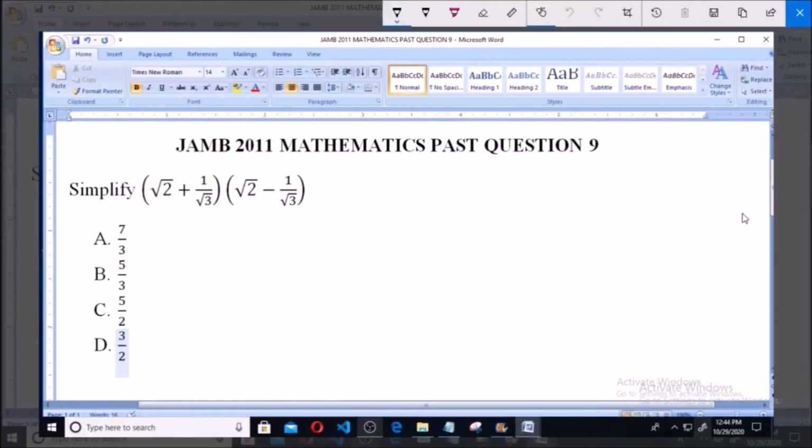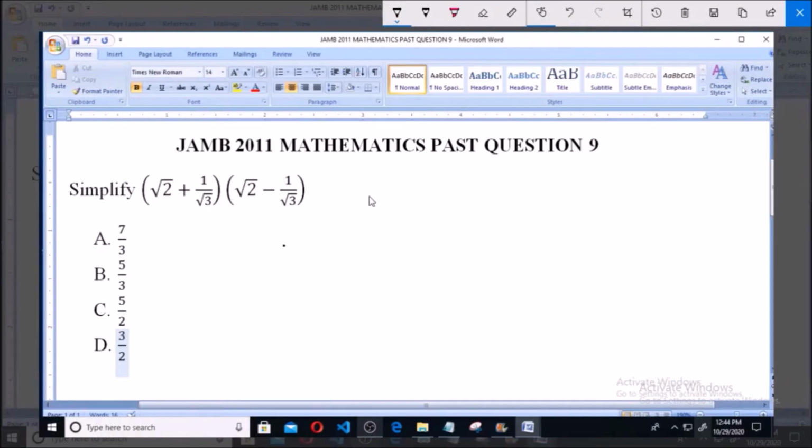I will be answering JAMB 2011 Mathematics Past Question 9. Simplify (√2 + 1/√3)(√2 − 1/√3). A: 7/3, B: 5/3, C: 5/2, and D: 3/2. Now we are asked to simplify this.